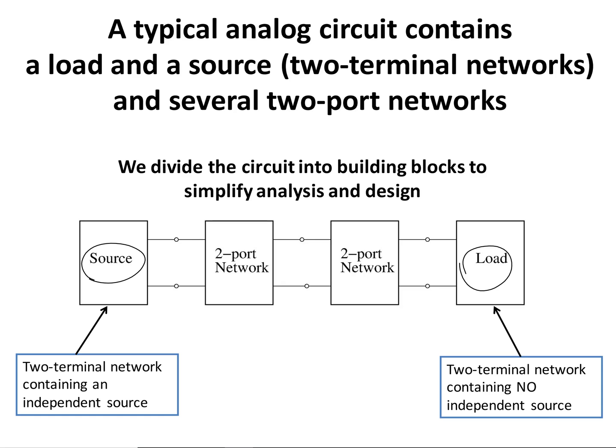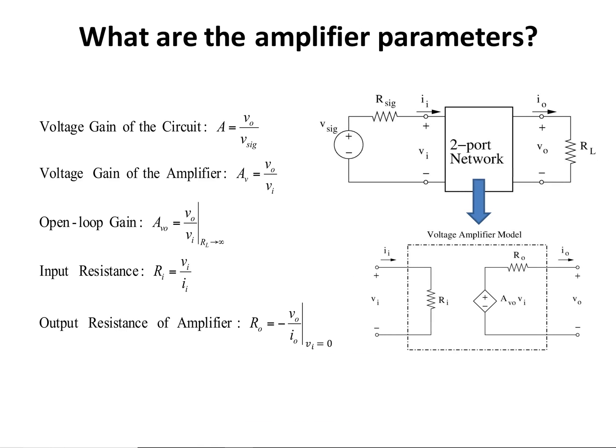So a typical analog circuit contains a load and a source, which are two-terminal networks, and several two-port networks. Here we would like to characterize the performance of an amplifier as a circuit building block. Since transistors are voltage amplifiers, we are going to use the well-defined voltage amplifier model to characterize our amplifiers and use them as a circuit building block. So this is the voltage amplifier model that you saw before.